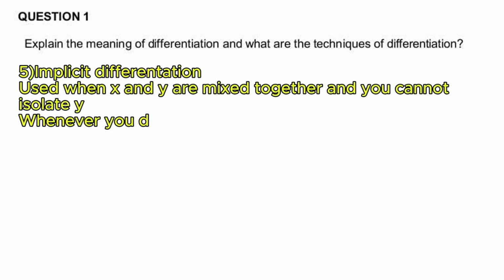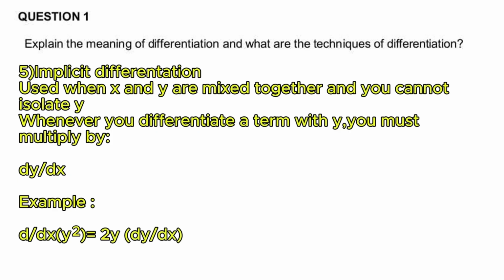Number 5, implicit differentiation. There is no single implicit differentiation formula. Instead, implicit differentiation is a procedure that uses standard differentiation rules, particularly the chain rule, to find the derivative of a function that is not explicitly defined in the form y equal to f(x). So we use it when x and y are mixed together and you cannot isolate y. Whenever you differentiate a term with y, you must multiply by dy over dx. For example, d over dx of y squared equal 2y times dy over dx.